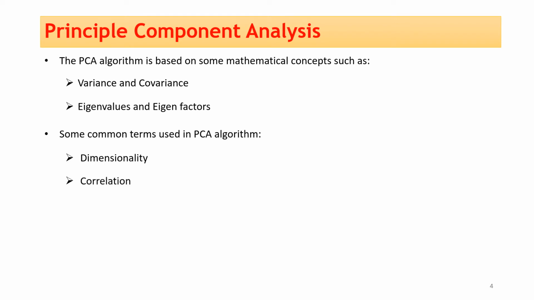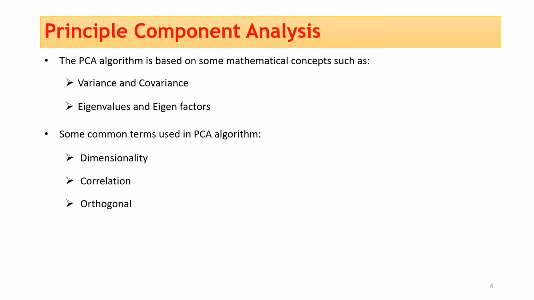Now the second term which we are going to use in the PCA algorithm is correlation. What is correlation? It signifies how strongly two variables are related to each other, such that if one changes, the other variable will also change. The correlation value ranges from -1 to +1. Here -1 occurs if variables are inversely proportional to each other. Similarly, +1 indicates that the variables are directly proportional to each other.